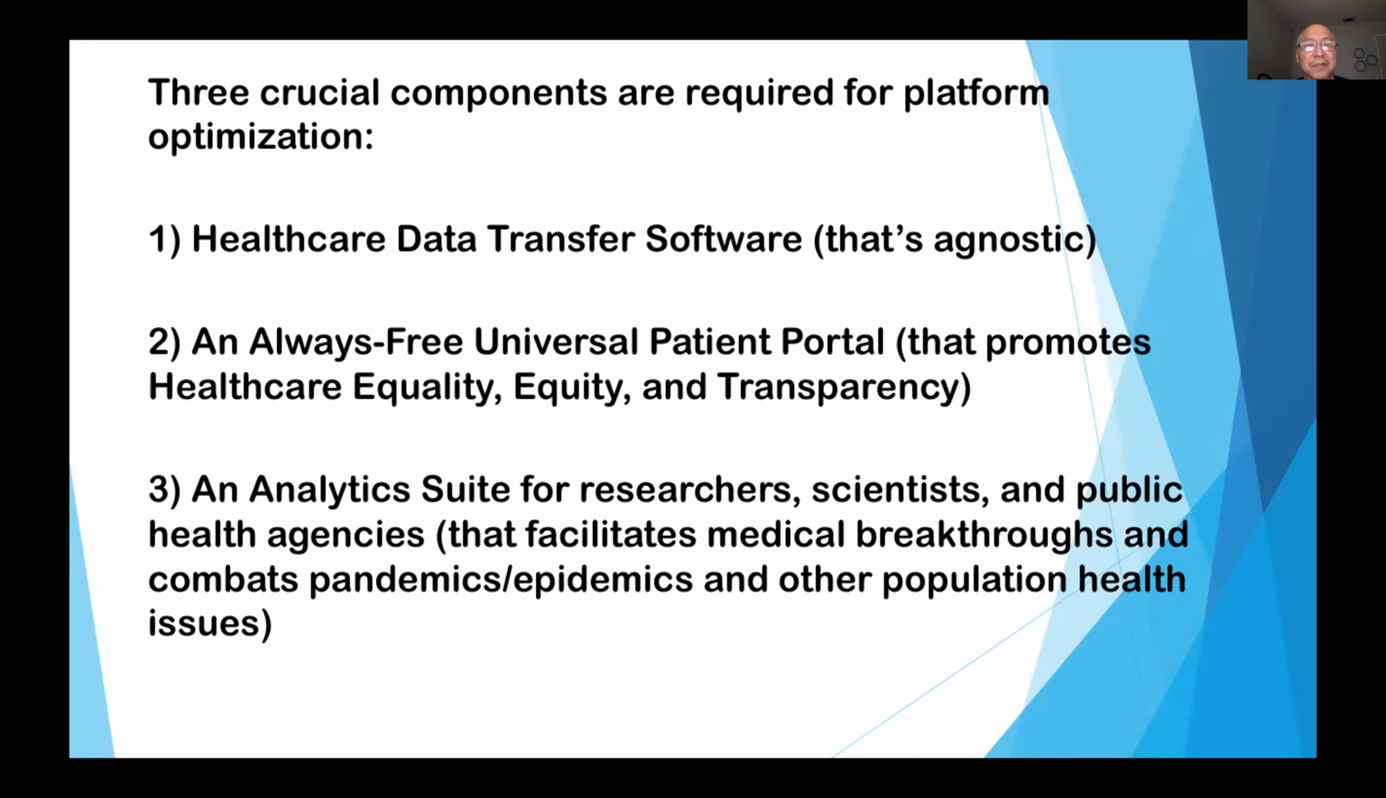And you have to always have an always free universal patient portal. So having that promotes healthcare equality, equity, and transparency. And the patients will always control the who, what, where, and why of their healthcare data access. An analytics suite is also crucially important because we output the anonymized data to researchers, scientists, and health agencies so that they can perform their good deeds, facilitate medical breakthroughs, combat pandemics, epidemics, and other population health issues.